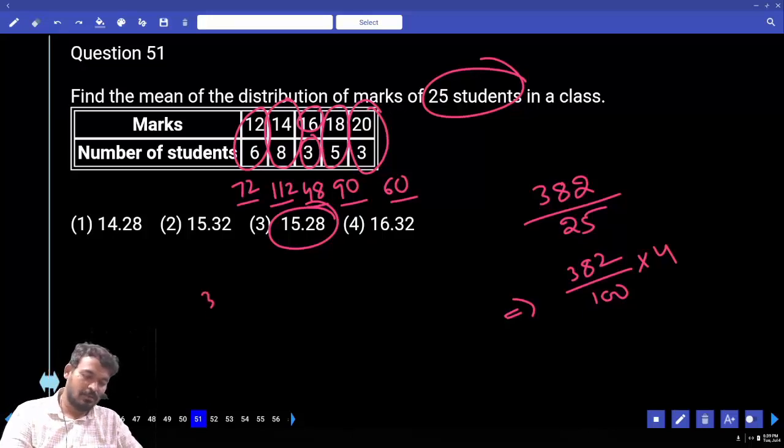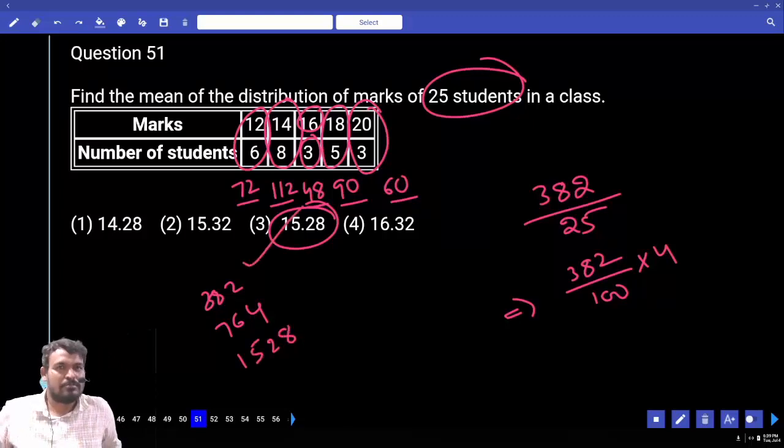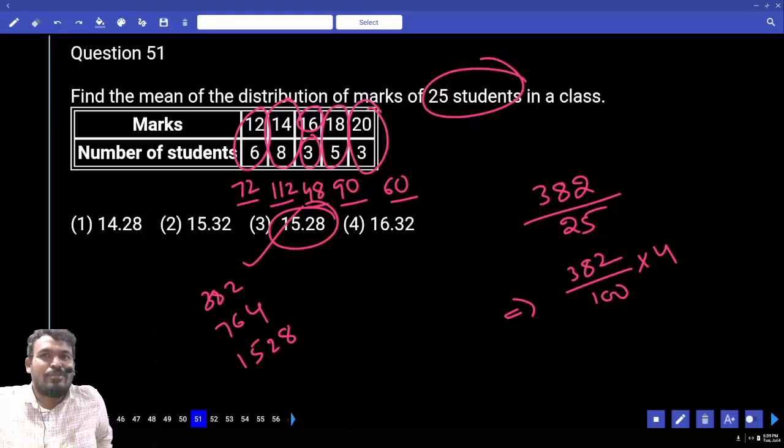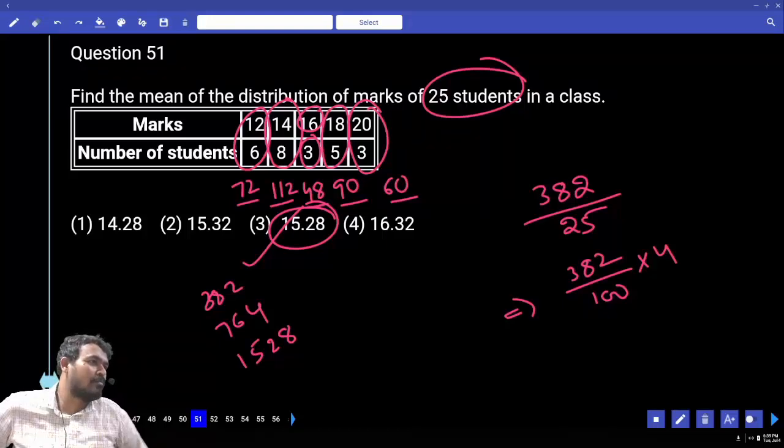What is 382 double? 764 double, 1528. Since 382 is more than 350, multiplying by 4 gives more than 1400. 382 is more than 375. 375 double is 750, 750 double is 1500. Then the answer must be more than 1500.